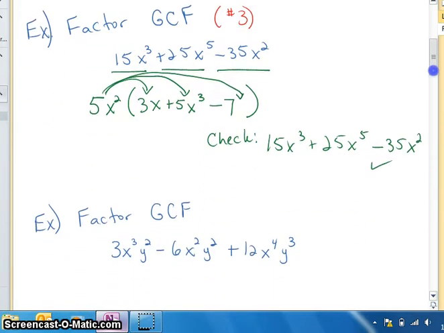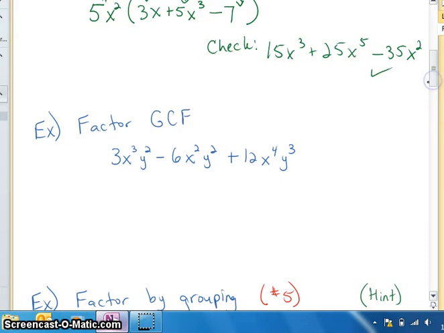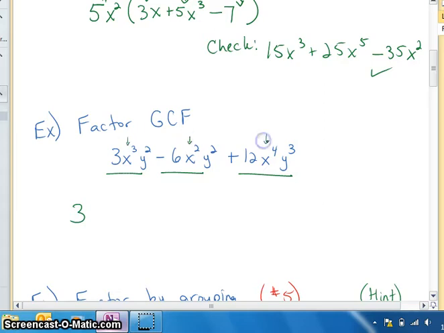Okay, let's try this one. Factor the GCF. So first, what do the coefficients have in common for these 3 terms? Well, they all have a 3. What about the x variable? This one has an x cubed, this has an x squared, and this has x to the 4th. So what's the largest that's in common? X squared. And then looking at the y's, it has a y squared, y cubed. So what's the largest that they all have in common? A y squared.